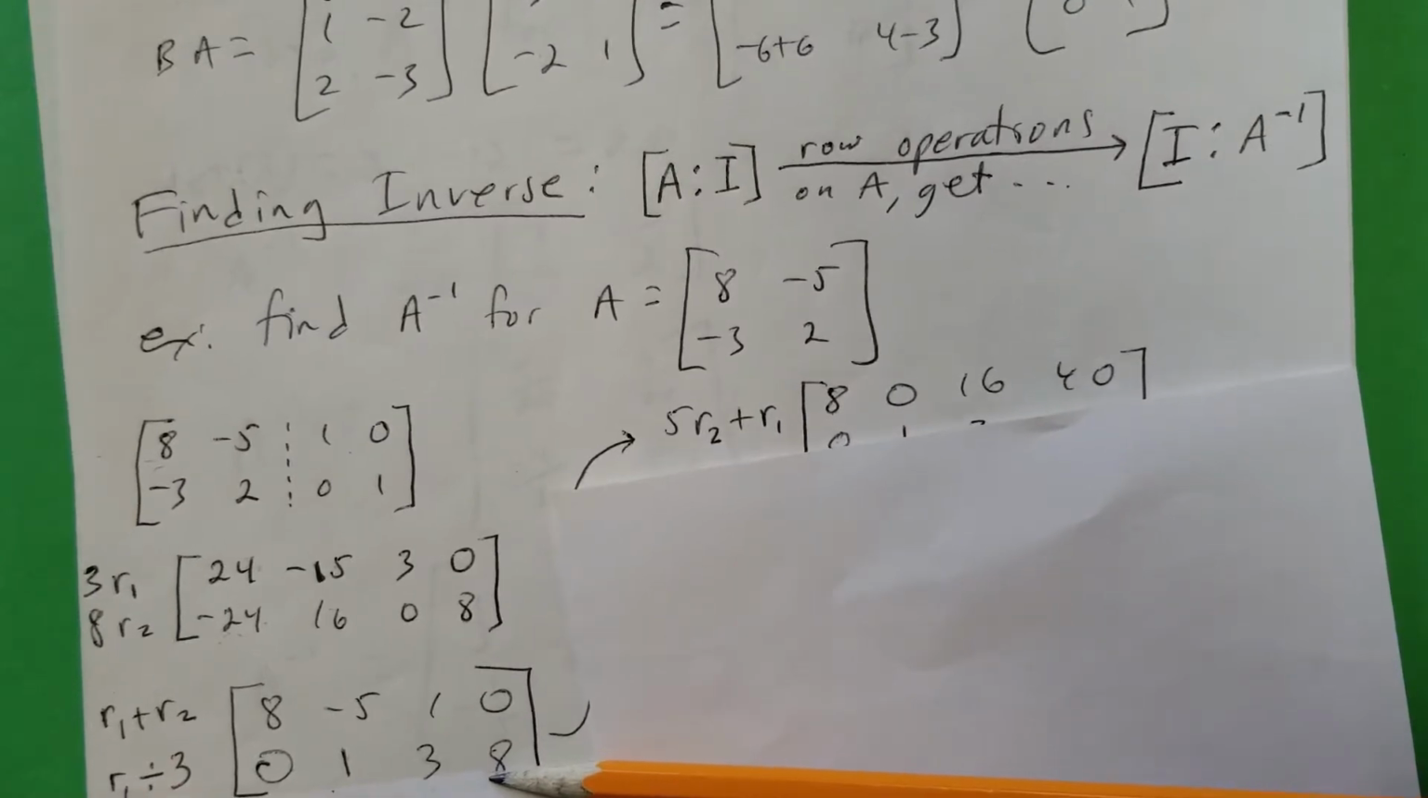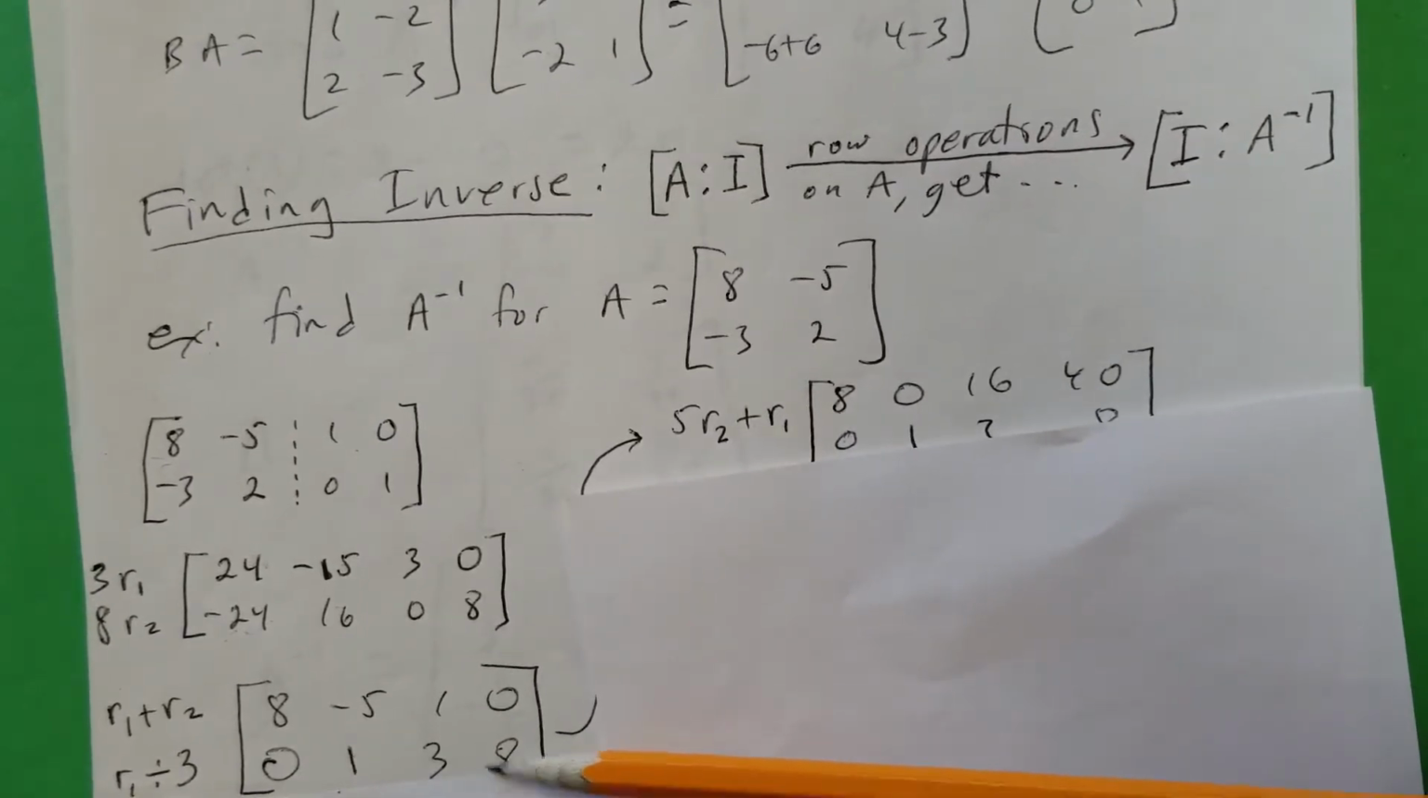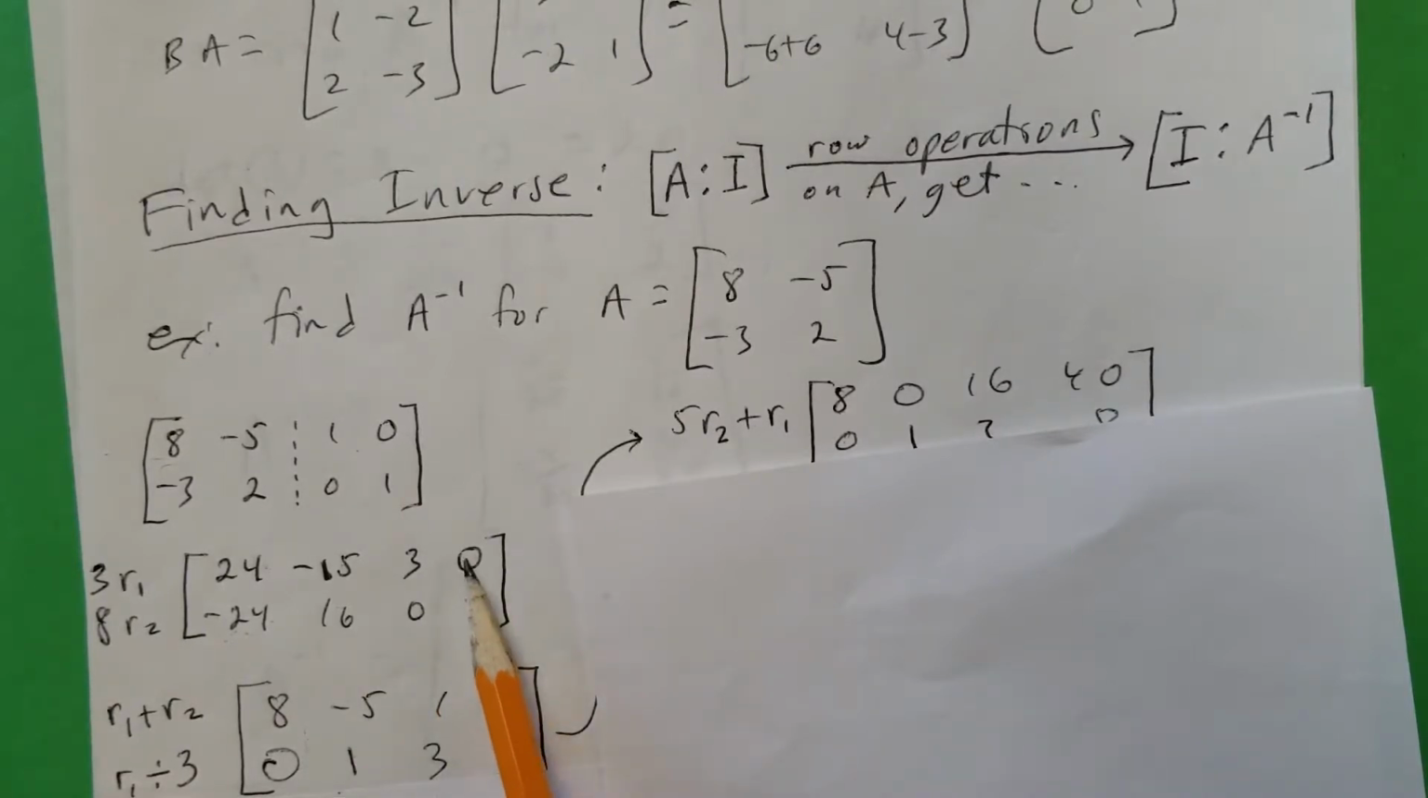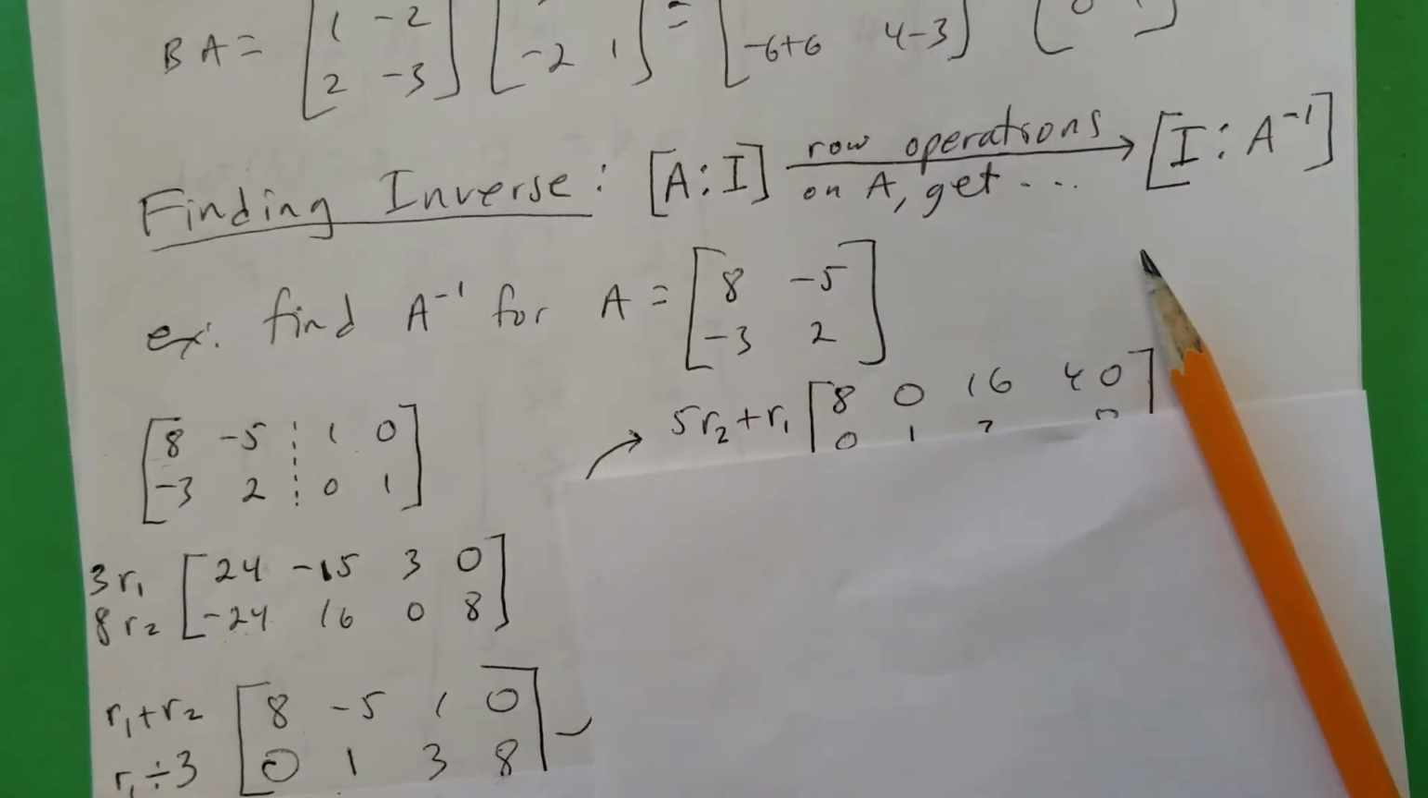And you do row 1 divided by 3. So go back to row 1 and just divide it by 3. 24 divided by 3 is 8. Negative 15 divided by 3 is negative 5. 3 divided by 3 is 1. 0 divided by 3 is 0.